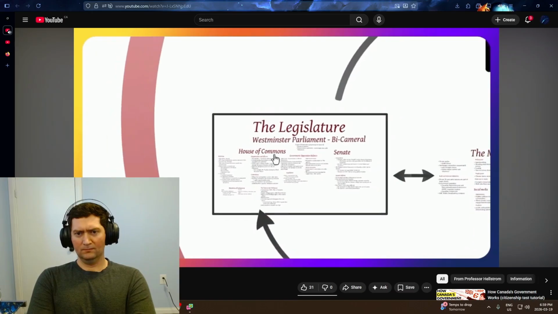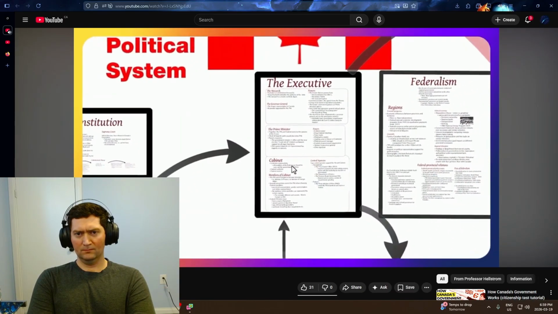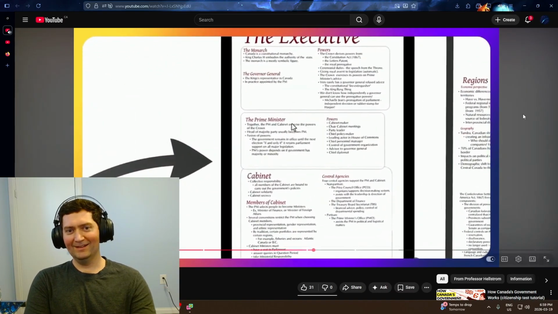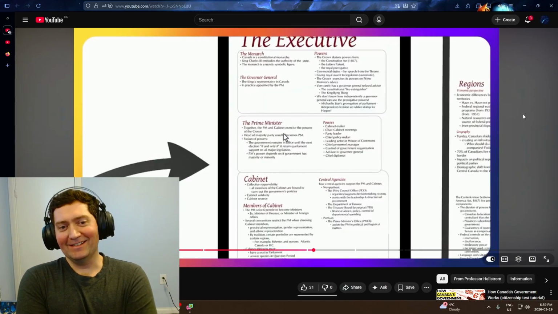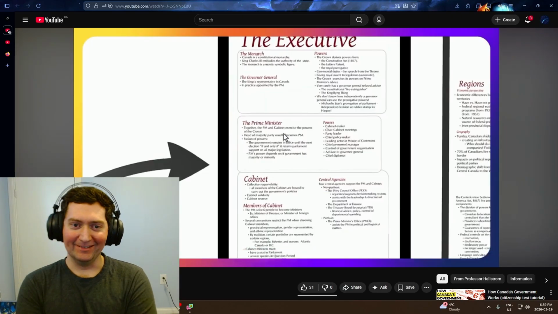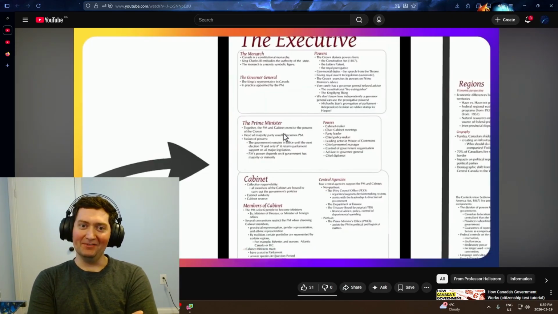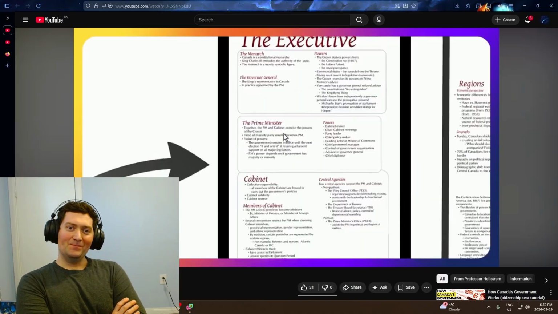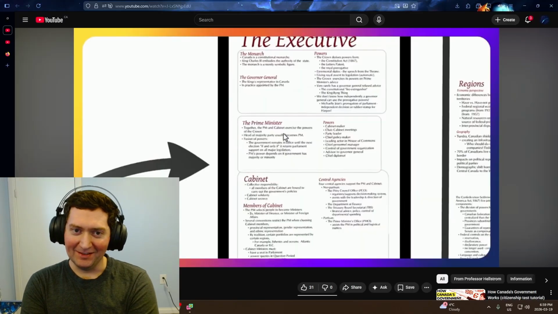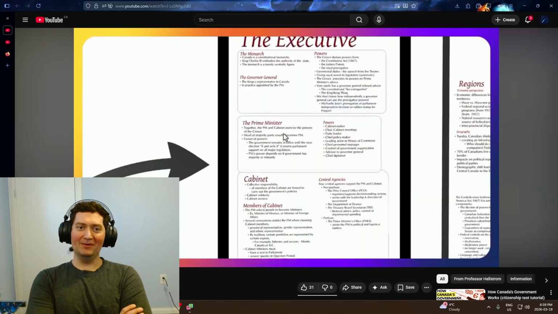So going on with the executive, there is the Queen and the Queen's representative, the Governor General. So it is kind of funny how in our democracy we still have a representative of the Queen that signs the bills into power.